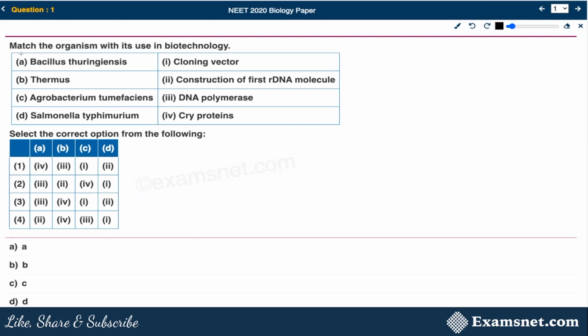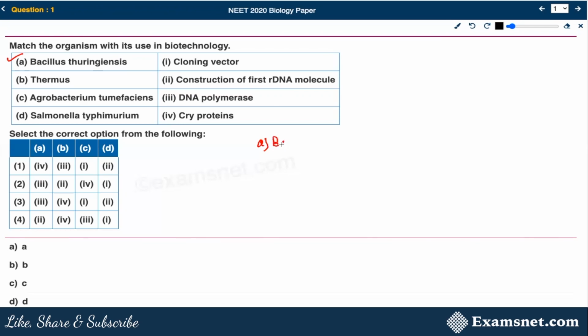The first question says that you have to match the organism with its use in biotechnology. On your left side, the names of the organisms have been given, and on the right side, their uses have been given. The very first option is Bacillus thuringiensis, a very common Bt bacterium, which is prominently used in biotechnology.